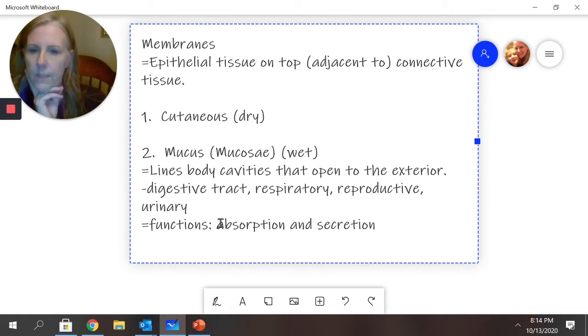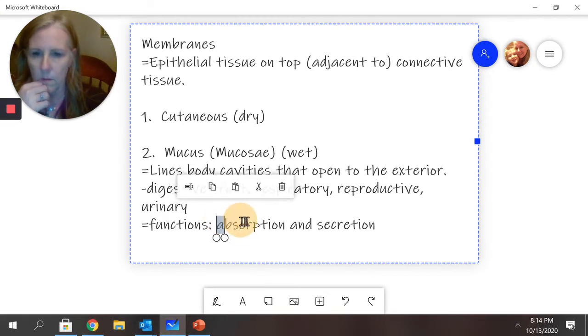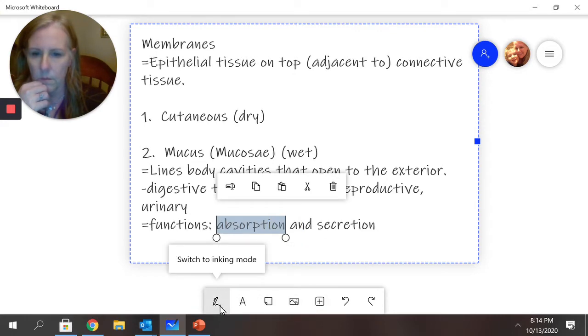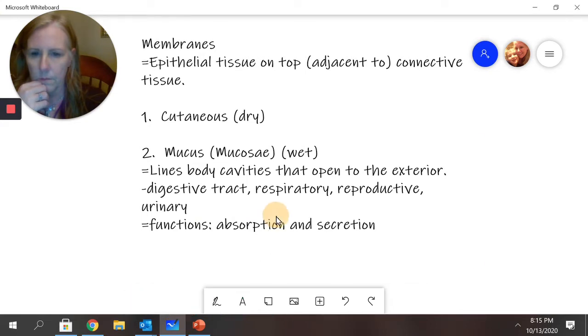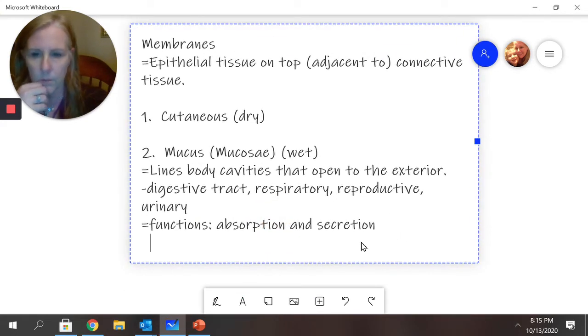Now, let's talk about absorption and what is absorption. Where do I want to put this? Try something. I don't know. Can I change the color? I can highlight it maybe. No. It's okay. It'll just be boring.